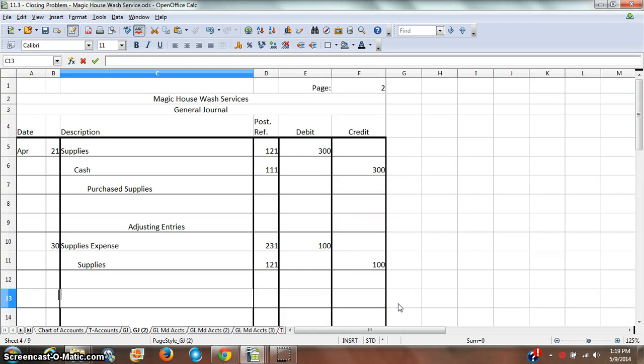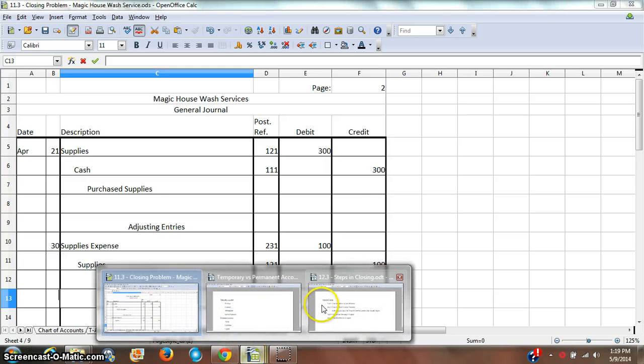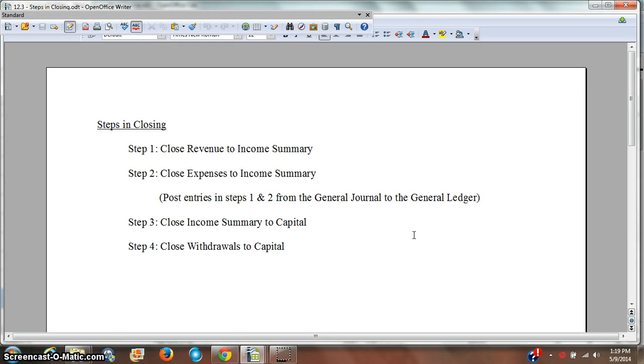Now that I have made my adjusting entries and I've journalized and posted them, now I am going to close. And we've seen how to do this in T accounts. Now I'm going to do it for real in the general journal and the general ledger. So here we go. If you'll remember, there are certain accounts that I need to close, and there are certain steps in the closing process.